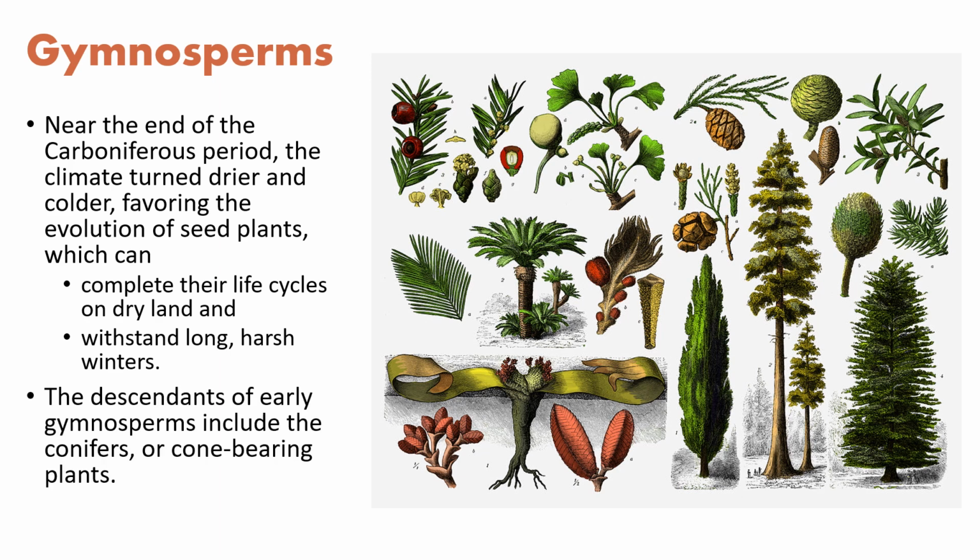The descendants of early gymnosperms are going to include the conifers, and conifers are going to be cone-bearing plants. So I think most people have seen a pine cone, and so that is what we're talking about. This is going to be part of the reproductive structure of the gymnosperm.